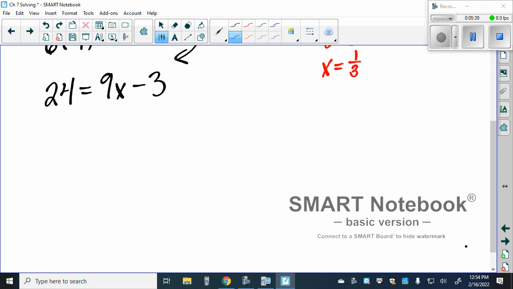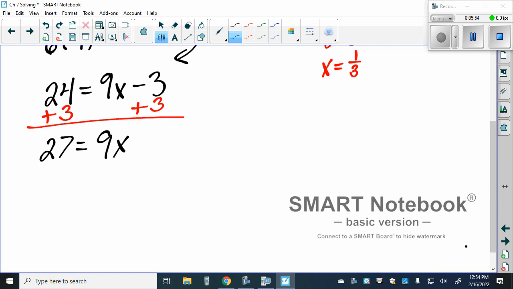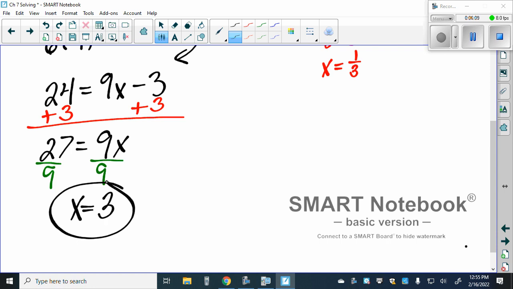Well, now we just need to solve for the value of x. And what can we do first? We can add 3 to both sides. And if we add 3 to both sides, well, 24 plus 3 is 27, which is equal to 9x. And from here we can divide both sides by 9, telling us that x is equal to 3.